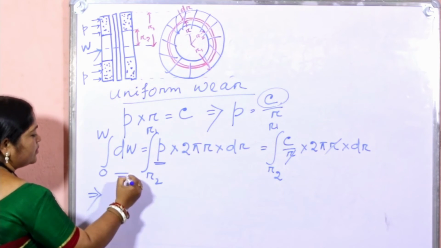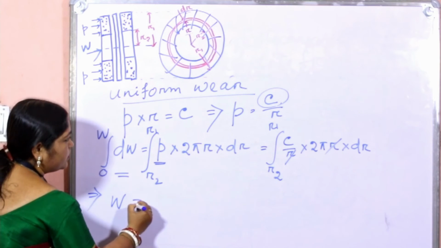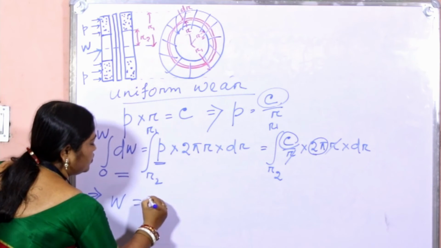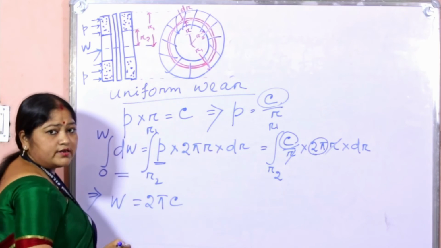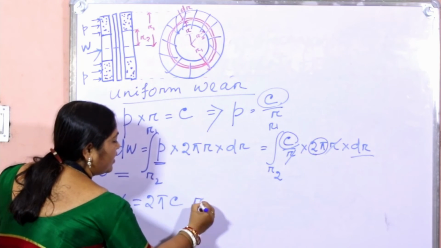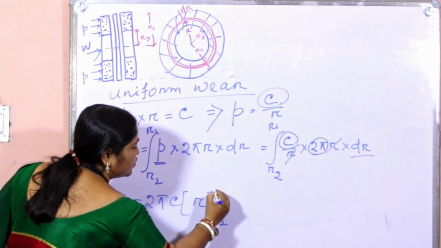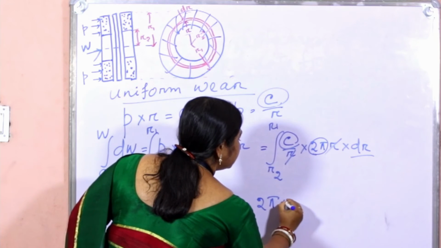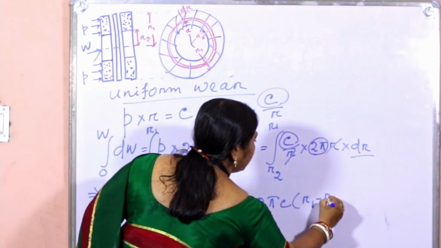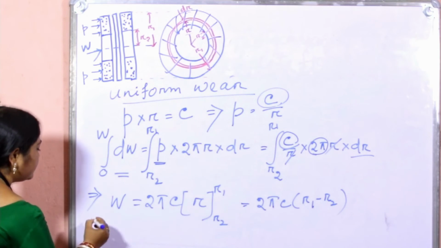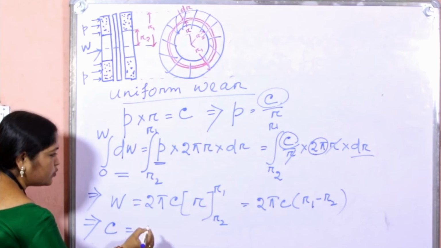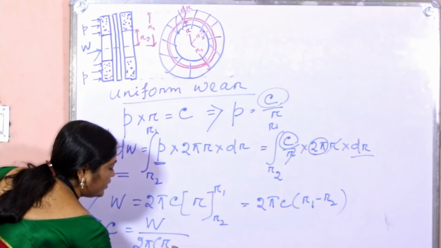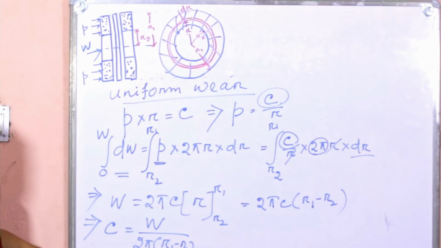Now R cancels out, right? So integration of dW is W. W is equal to 2 pi C, since 2 pi is a constant and C is a constant. Integration of dr is R, ranging from R2 to R1. So that is equal to 2 pi C into R1 minus R2. Then from this we can write C is equal to W divided by 2 pi into R1 minus R2. Now we get the value of C.